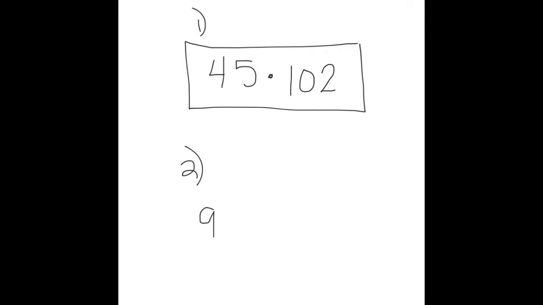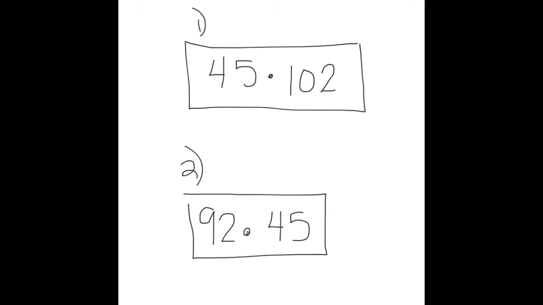Let's see, let's do 92 times 45. I have 2 problems for you. Now I know that you can very easily put this into your calculator. That is not what I want. What I want is for you to show me ways that you can separate these 2 numbers and multiply them together. And I want you to work it out on a piece of paper.